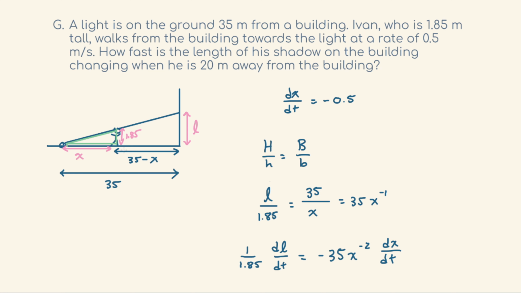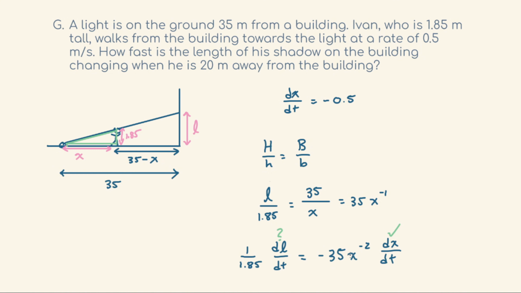Now, looking back at the question, dL over dt is what we're looking for, right? We're looking for how fast the length of his shadow is changing. So it's okay that we don't know what that is; we're going to solve for that later. What we really need to know is what this x is and what this dx over dt is. We already know dx over dt, right? That's how fast the distance between him and that light is changing, and it's decreasing. It's negative 0.5 meters per second. So we can fill that in. All we need now is to find out what x is, okay?